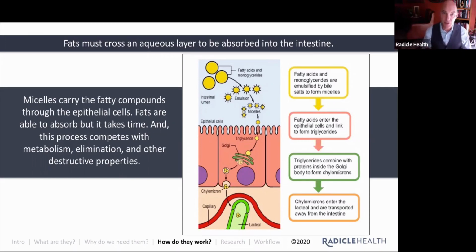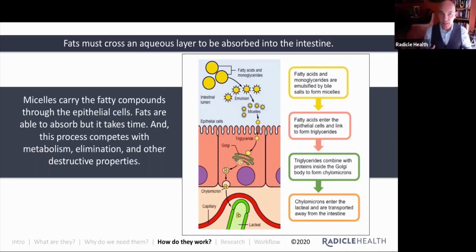There's a concentration of them. They start to engulf the fats or lipids. And these micelles that are formed are between 10 and 20 nanometers in diameter, and they're able to carry the fatty compounds through the epithelial cells because they're physically small enough. So these fats that we eat, they are able to absorb into the small intestine, but it takes time. And the process also competes with metabolism, and it also competes with elimination. It also competes with other destructive processes.